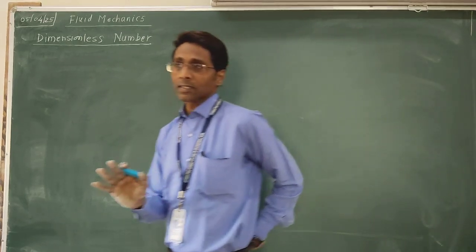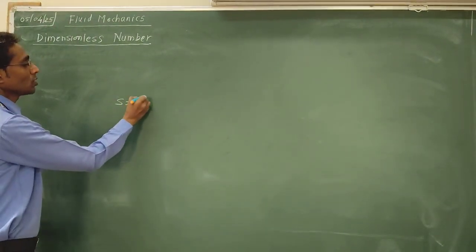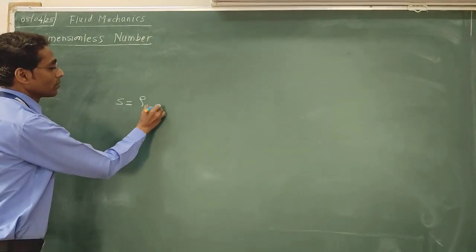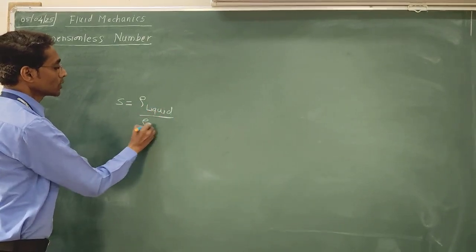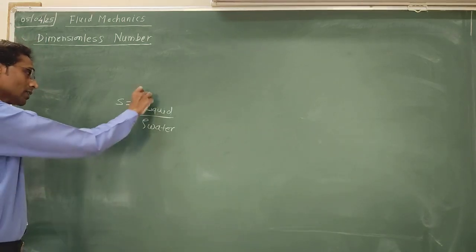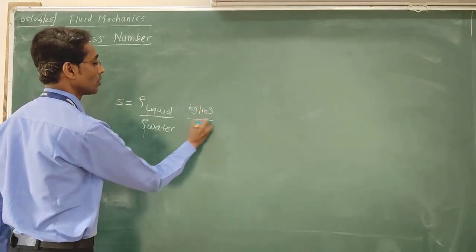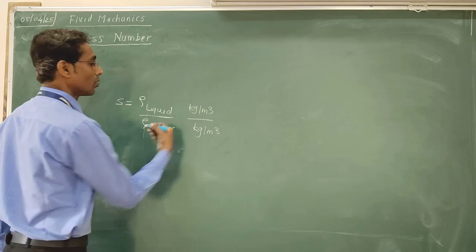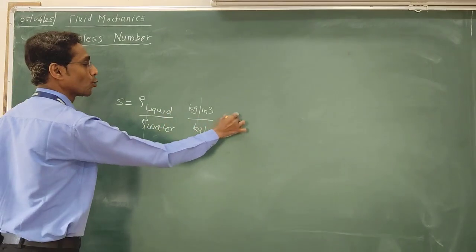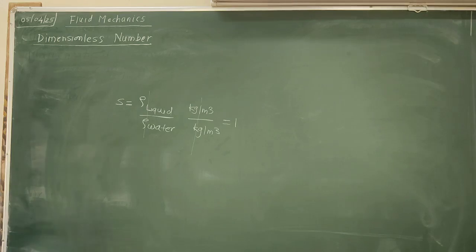Specific gravity. Specific gravity is a ratio of what? Specific gravity S is a ratio of the density of any liquid to the density of a standard liquid. We take the standard liquid as water. In this case, both have the same unit, kg per meter cube. If we take the ratio of these two, the units get cancelled and we get 1. Means specific gravity we say is a dimensionless number.